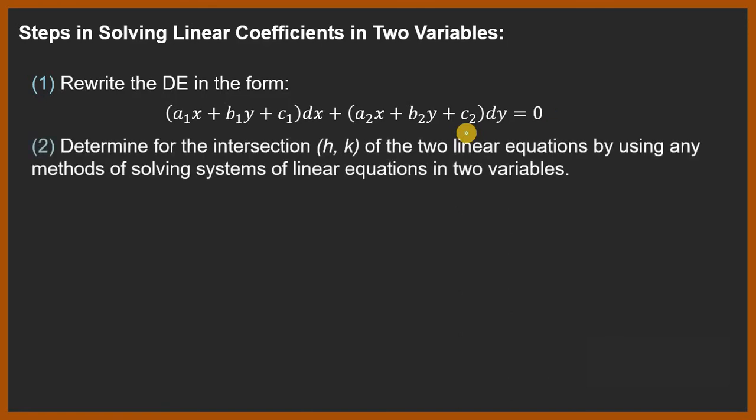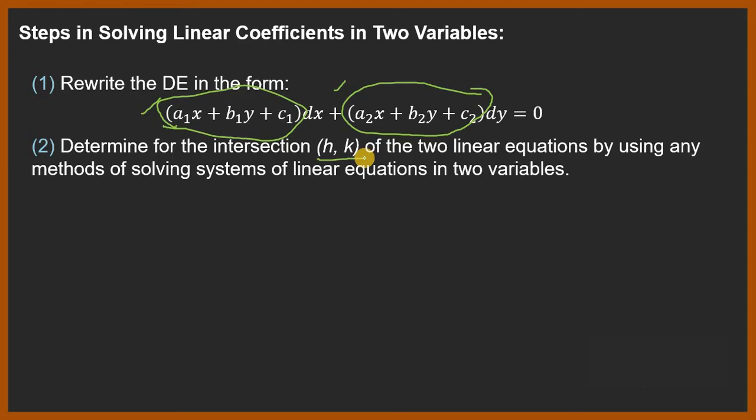Next, for our second step, we determine the intersection. HK, where H is the x-coordinate of the intersection and K is the y-coordinate of the intersection of our two linear equations, by using any method of solving systems of linear equations in two variables. What we will do is isolate our two linear equations, then solve for their intersection by solving the values of x and y involved in these two equations. You may use elimination, you may use substitution, or any other method you can use to solve the values of x and y. That is how we can find the intersection.